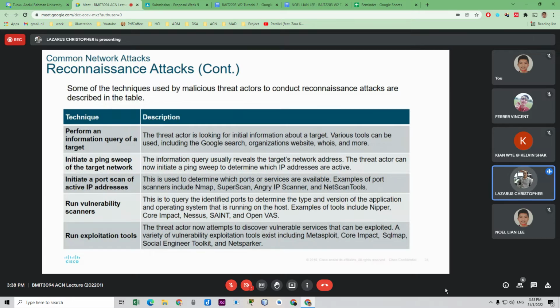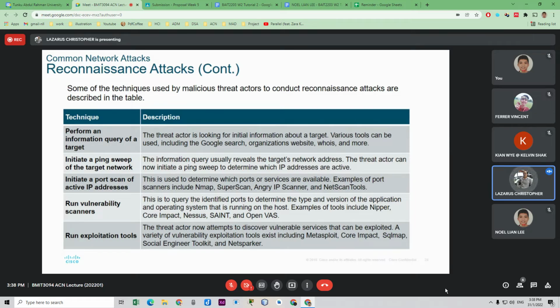See, after having the IP addresses, for each IP address, I do a port scan. After I do a port scan, I will run my vulnerability scanners on that port. If that port is secure, then I don't attack it. If that port is vulnerable, after running this, then I know already, oh, that IP address has these ports. These ports are vulnerable to these attacks. Then I run the exploitation tool.